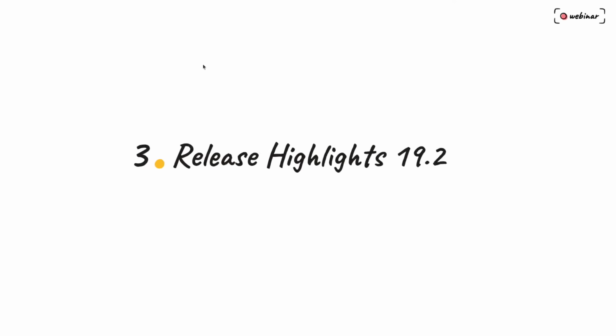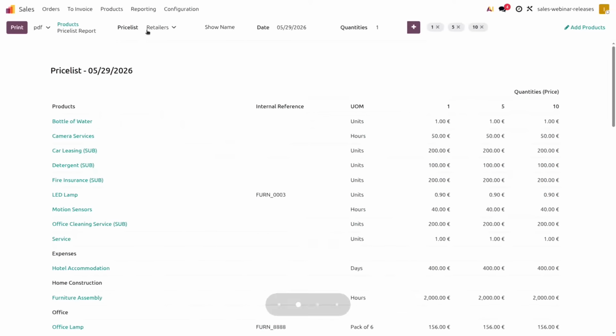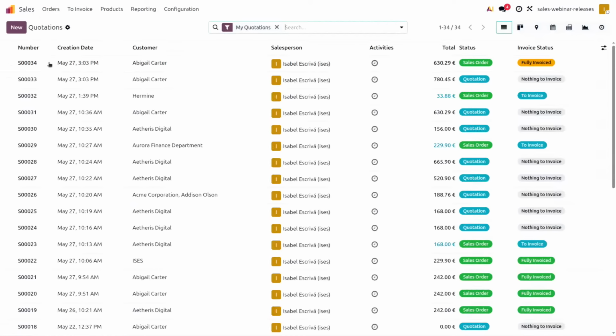Awesome. And then an extra improvement in 19.2. To be able to basically deliver products to reinvoice quite fast, there's a new menu that has been added. So if you need to invoice a customer very fast, what you can do is go here to service and materials. But before that, let me show you a quotation that has already been made.